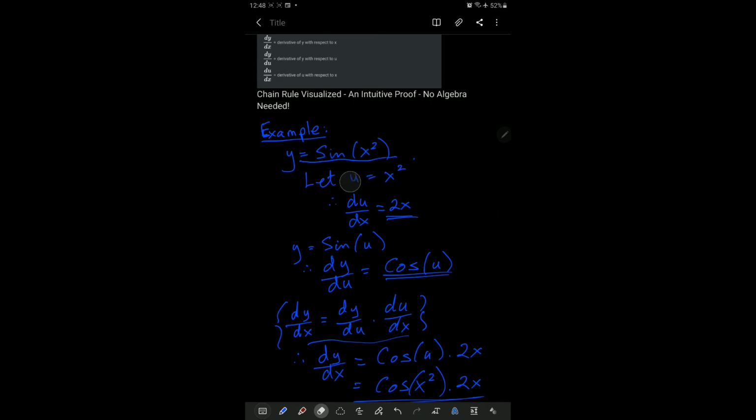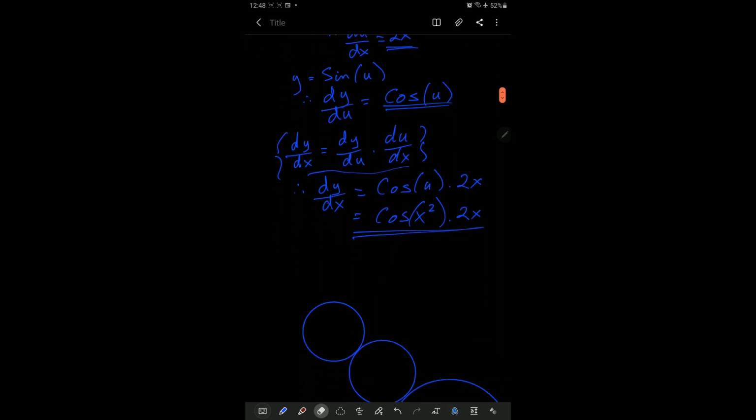Now let's assign u equal to x squared. So then we have du dx equals 2x, and y is equal to sine u because we've assigned u to be x squared, so dy du is just cos u. And now the chain rule, I'll just repeat it here: dy dx equals dy du multiplied by du dx. So dy dx is our dy du, which is cos u, times 2x. Now we will just replace our u with our x squared and that's the result. So that's the chain rule for those of you who may have forgotten what it is.